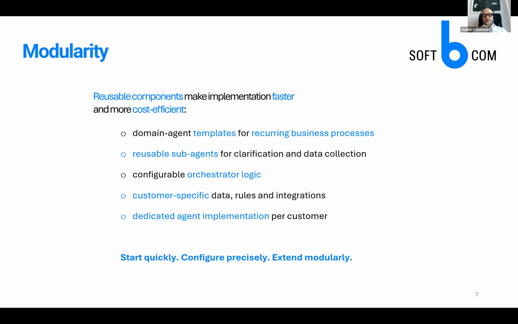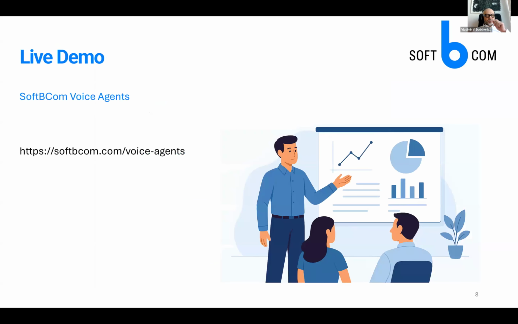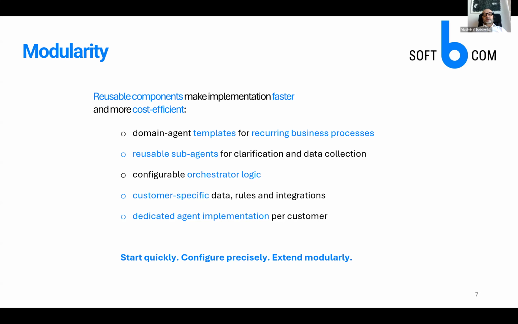More on modularity now. A few more points. The more components are already available, the faster and more cost efficiently a customer can start. Processes within the same field often repeat. In retail, healthcare, logistics, or customer service, many requests follow similar patterns. That means we do not need to build everything from scratch every time. The same sub-agents can be reused, as I have already said, by different domain agents.